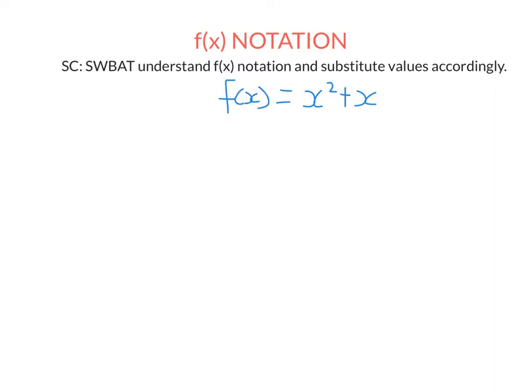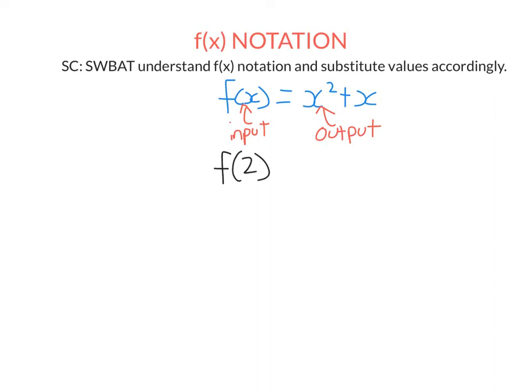So this f of x means a function of x, and the thing in brackets is called the argument or the input. And then this here is called the output. So what we are doing is inputting something into this function f(x), and we'll end up with an output. If I wanted to substitute x for 2, I would just write f of 2.